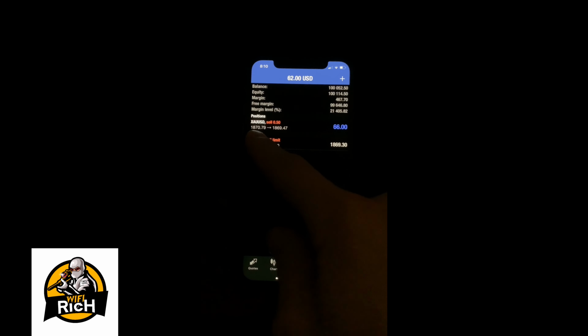Again, if we look at this right now, we are about 10 pips in profit. Yeah, we're 10 pips in profit. So 1870.79, and price is at 1869.5. That's technically we're 12 pips in profit. God, you gotta love to see it.